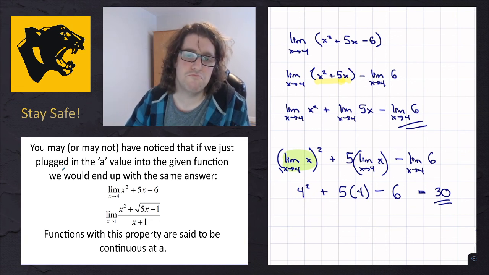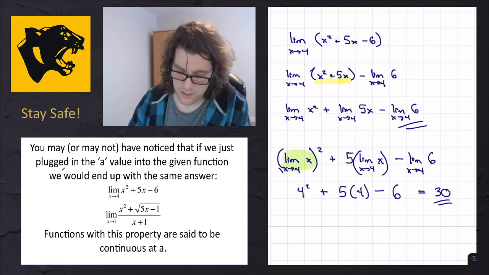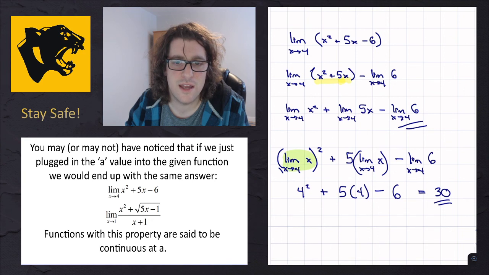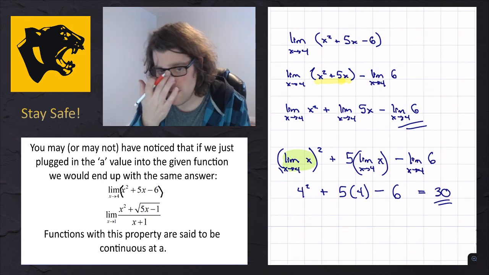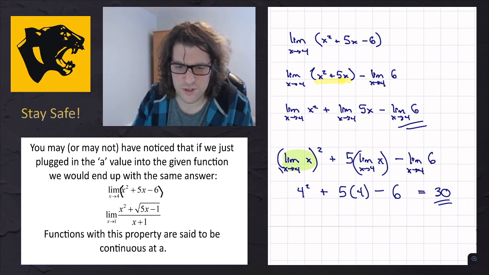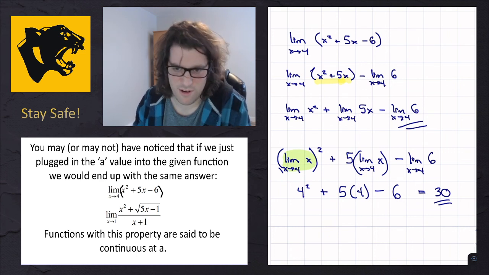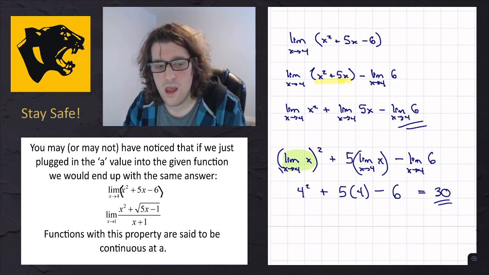What if I told you, just plug 4 into the function? So if we plug 4 into x squared plus 5x minus 6, again, probably if we're being a little bit more careful, we should put some brackets around those. Then you would just say, okay, well, x squared, so it's 4 squared is 16, plus 5 times 4 is 20, that's 36, minus 6 is 30. Great, we get the answer.